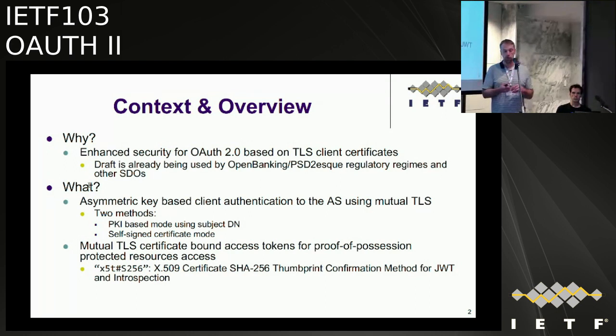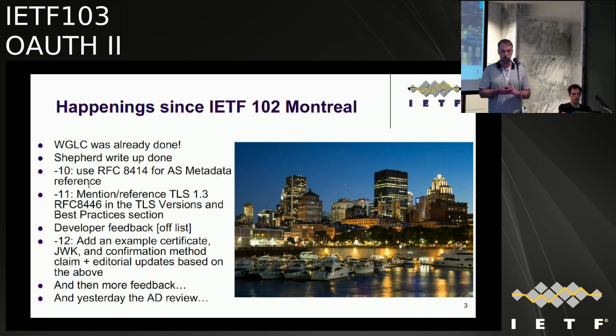And along with this, in order to represent this information, we've introduced the x5t#S256 certificate thumbprint confirmation method, which is just a sub-member for the cnf claim, and it just carries the SHA-256 hash of the certificate itself. Some things that have happened with this document since Montreal. We went through a working group last call. We had the Shepherd write-up done shortly after that.